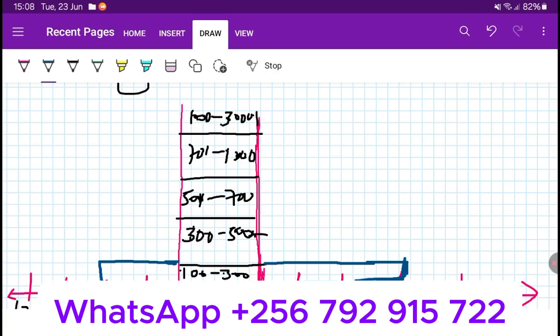Then we also skip one line. We plot for those that were earning 300 to 500. Male were 5. And then the female were 6. Still the female were 6. So we skip. The 6 is here. We skip one line.